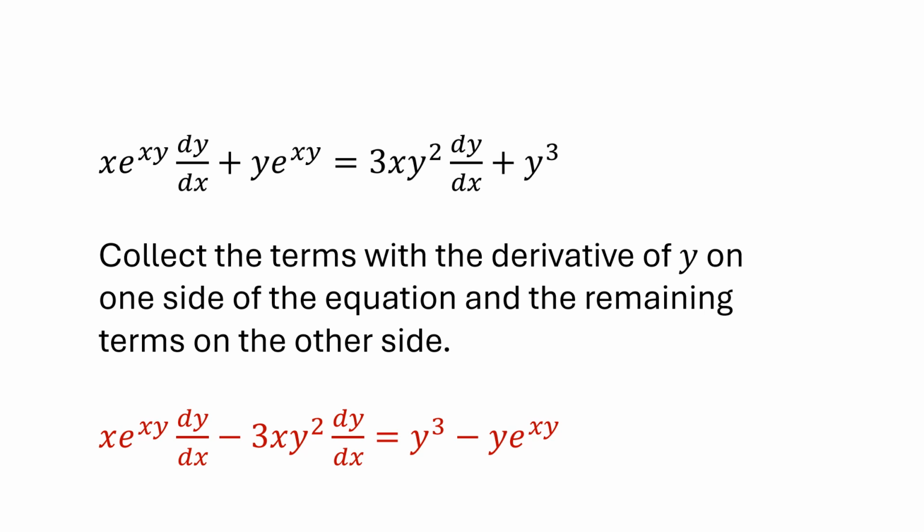Now we'll collect the terms that contain dy/dx, the derivative of y, on one side of the equation and the remaining terms on the other. So we'll start here: x e to the xy dy/dx minus 3xy squared dy/dx equals the y cubed term minus, because I'm moving it to the other side, y e to the xy.